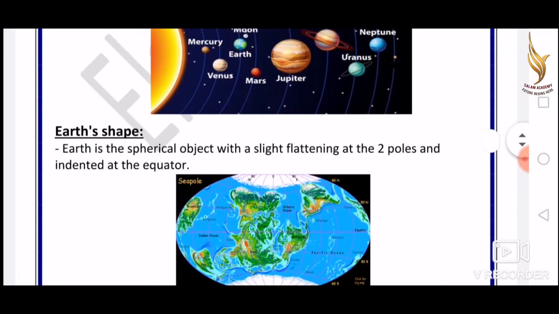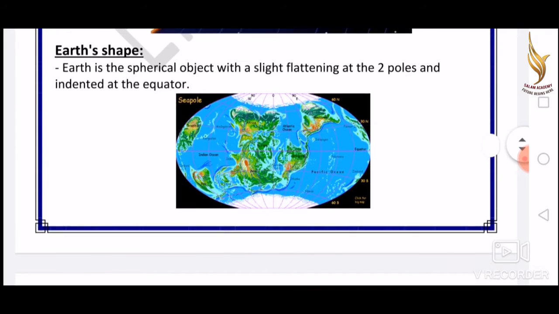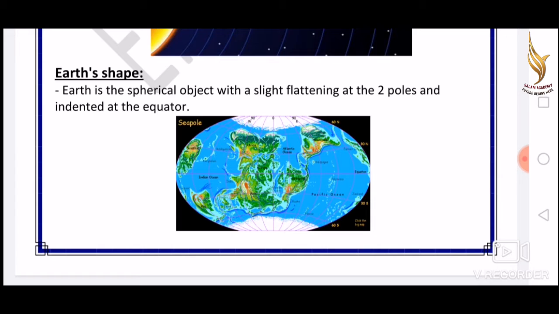Third, we talk about Earth's shape. Look at this picture. Earth is a spherical object, but it is accompanied with a slight flattening at the two poles and indented at the equator. It is spherical with a slight flattening at the two poles and indented at the equator. Okay, this is about the Earth's shape.